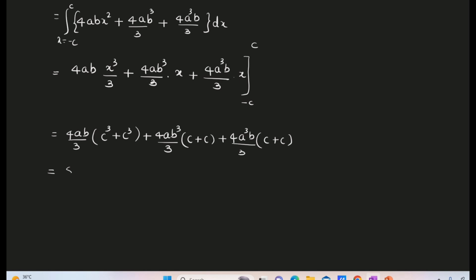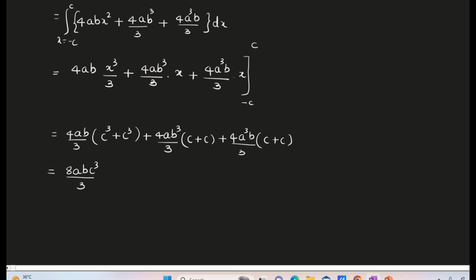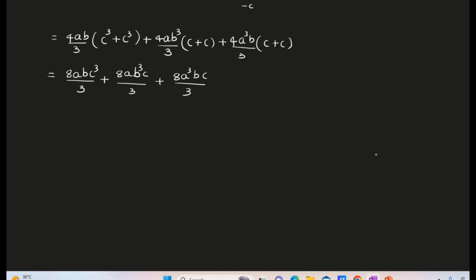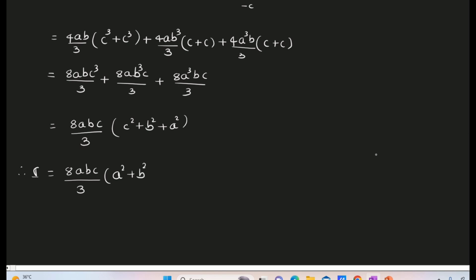So this is equal to 2c cube. So it is 8abc cube by 3, plus 8ab cube c by 3, plus 8a cube bc by 3. Okay, so take 8abc by 3 as common. You are left with c square plus b square plus a square. Therefore, I is equal to 8abc by 3 into a square plus b square plus c square, which is the required solution.